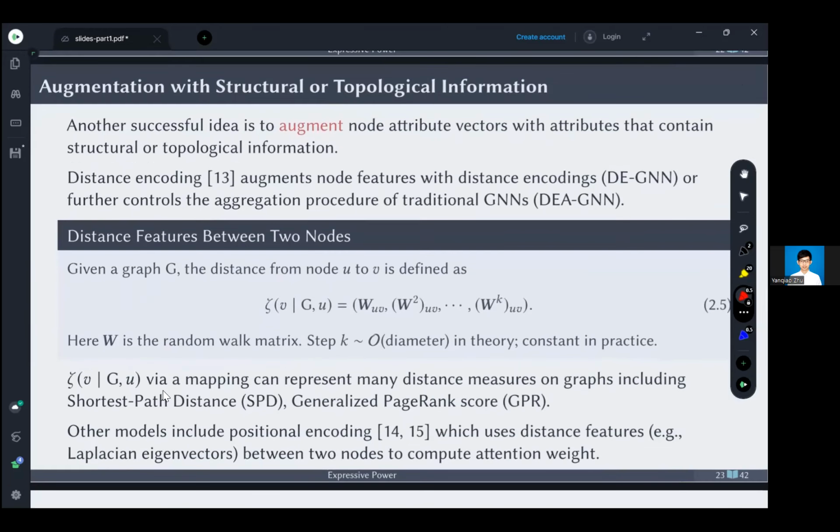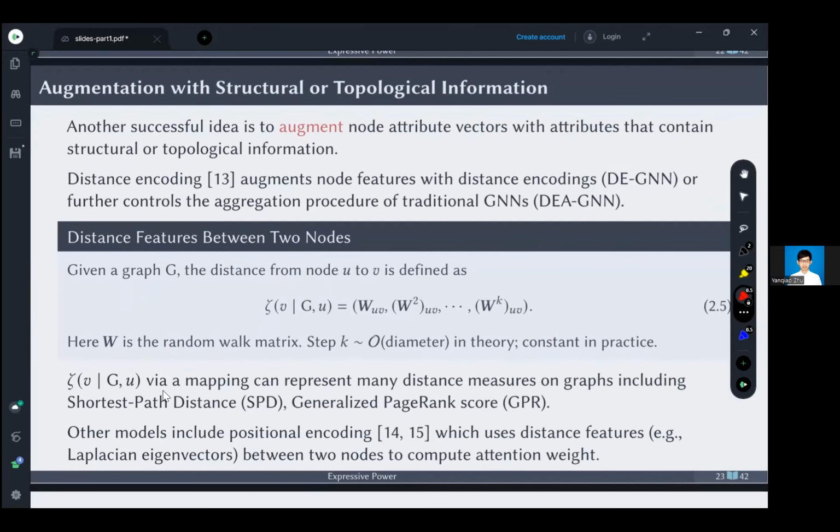And for another series of work that is not that theoretical, it is called distance encoding or positional encoding or whatsoever. The idea is the same: you can augment the node feature set with some features that contain the structural information. The first paper I'm going to mention is called Distance Encoding, published in NeurIPS 2020. It does a very simple thing to improve the representation ability of graph neural network models by augmenting the node features with some distance encoding functions.